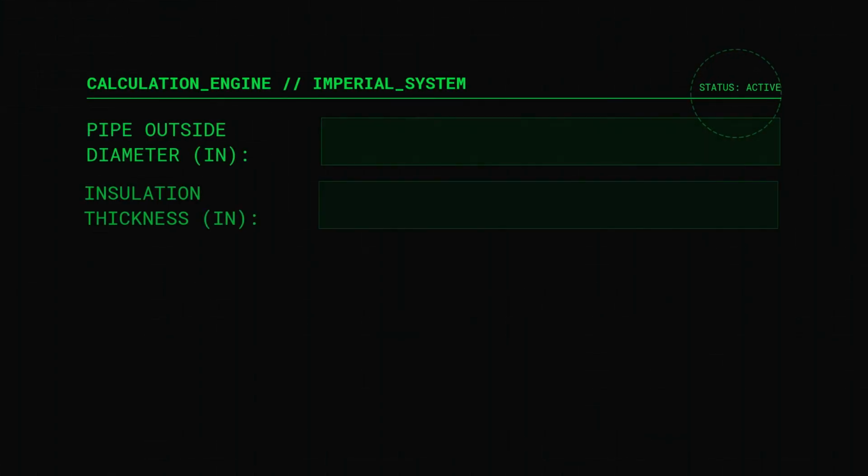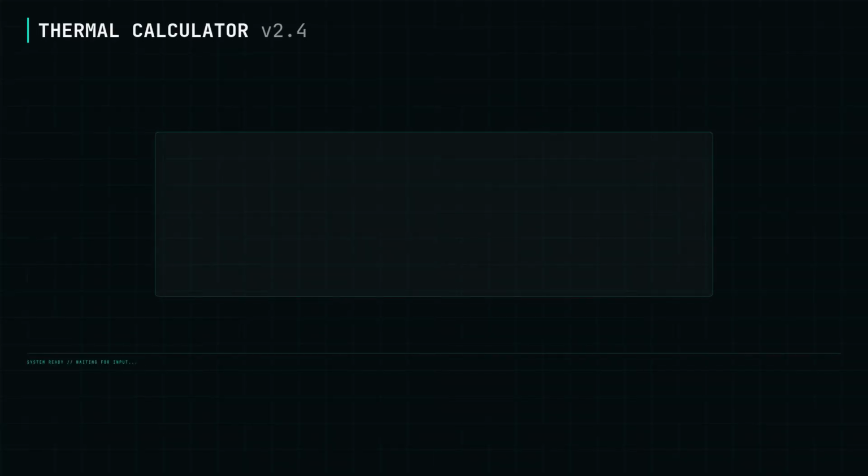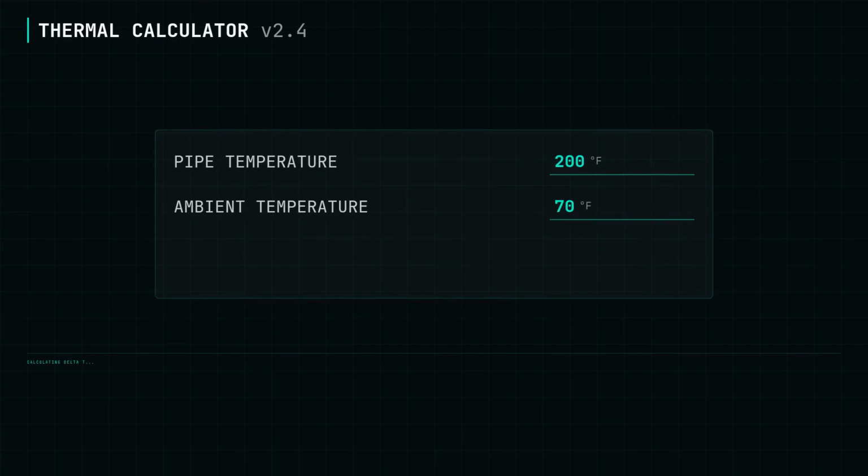For this demonstration, we're using Imperial. Enter the pipe outside diameter in inches. We'll use 4.5. Next, input the insulation thickness. That's 2.0 inches. Enter the pipe temperature in degrees Fahrenheit. We'll use 200. Then the ambient temperature, 70 degrees.